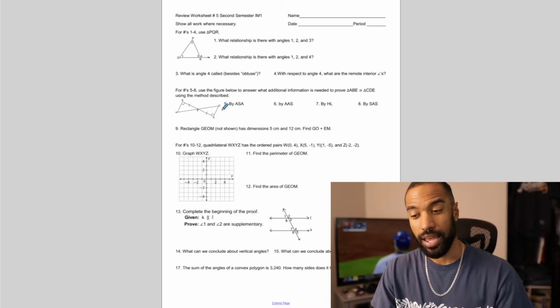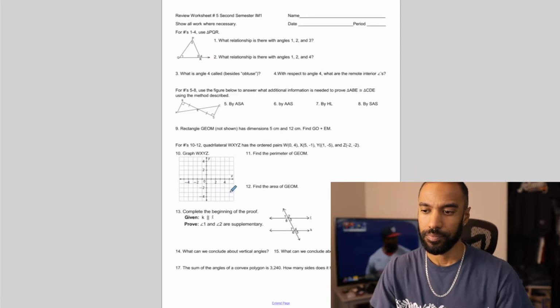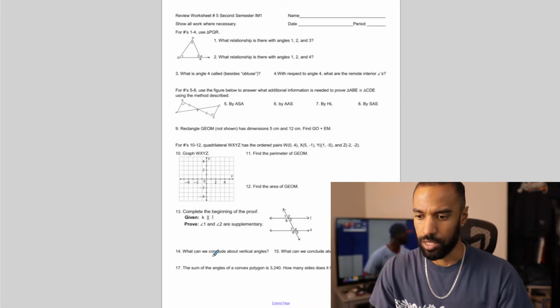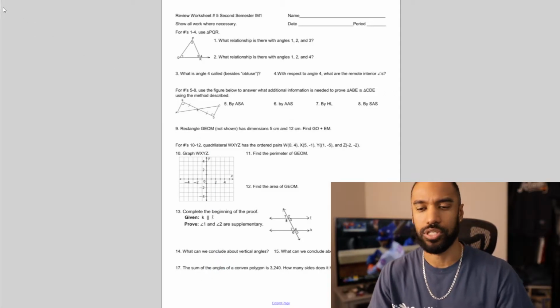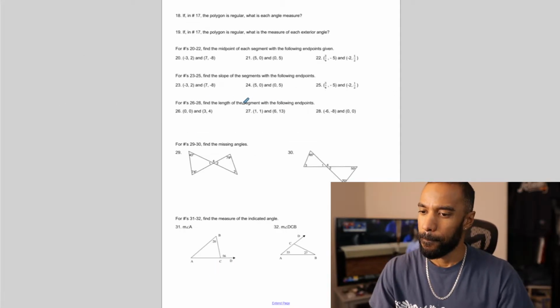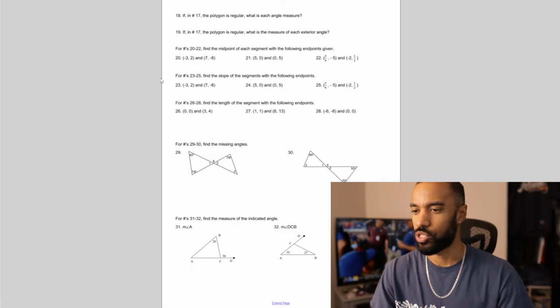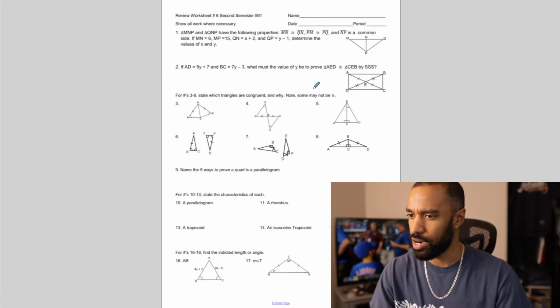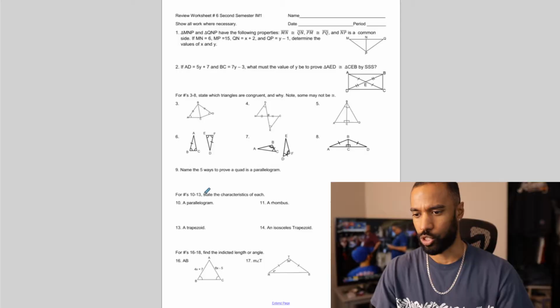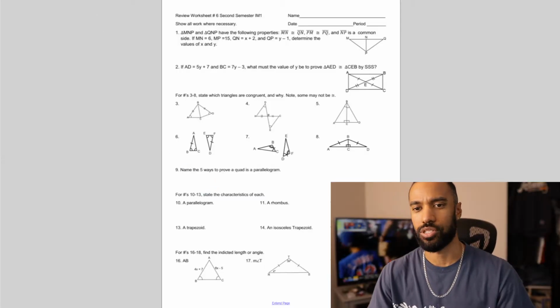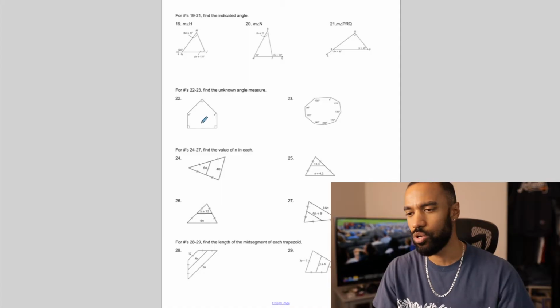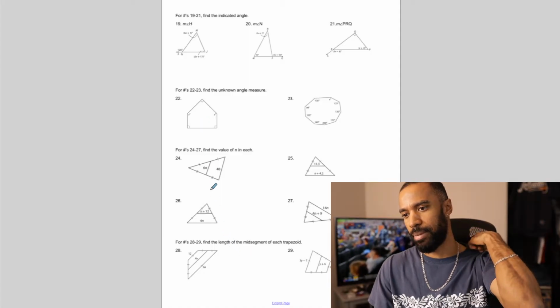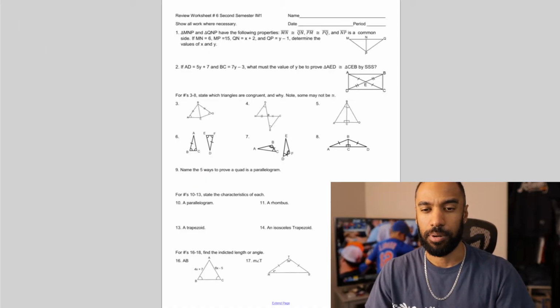Remote exterior angle theorem. Nothing new. Polygon angle sum theorem. More things with triangles, adding to 180 degrees within there. And more on congruent triangles and isosceles and equilateral triangles. And yeah, I guess no actual proofs here. Mid-segment theorem. All right, and that is a bunch of stuff we're going to be doing.